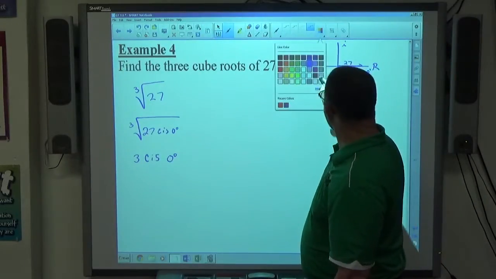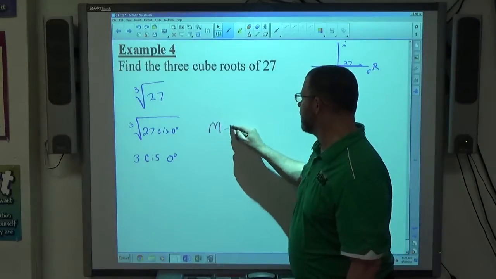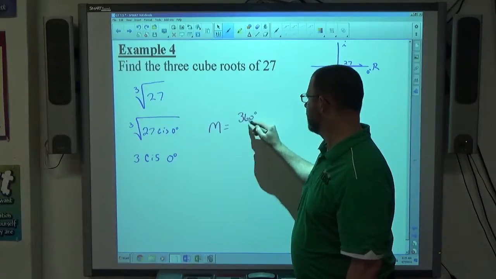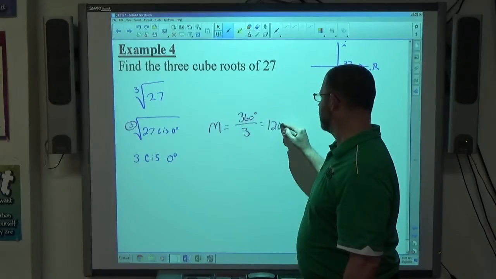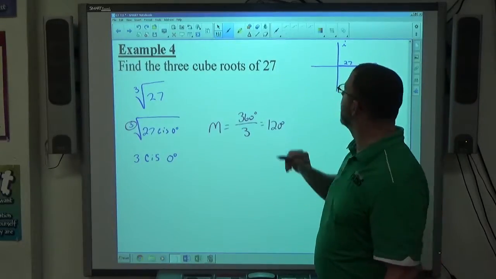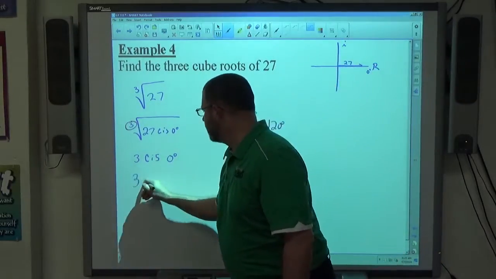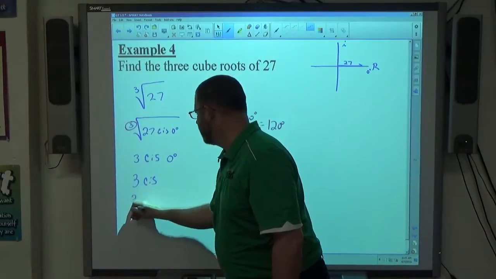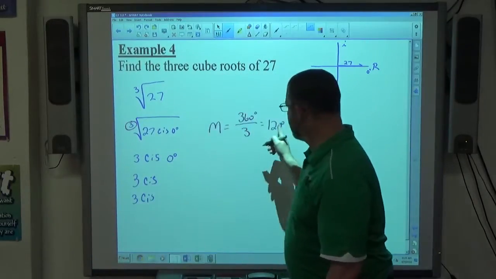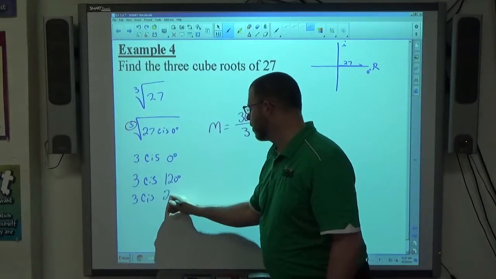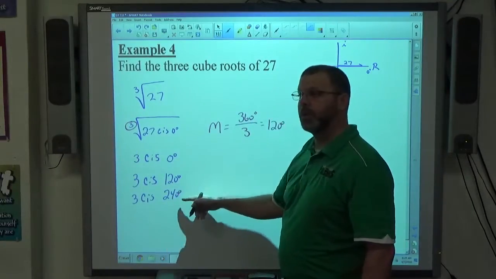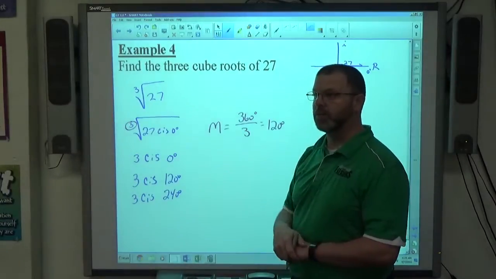Then we go find our magic number. Our magic number this time, we always do 360 on top. We divide by the root, which is 3. That equals 120 degrees. So I'm going to go up by 120 degrees at a time. So 3 CIS, 3 CIS. 0 plus 120 is 120. 120 plus 120 is 240. 240 plus 120 is 360, same as 0. We got all our answers.